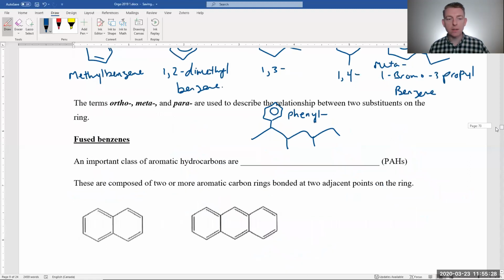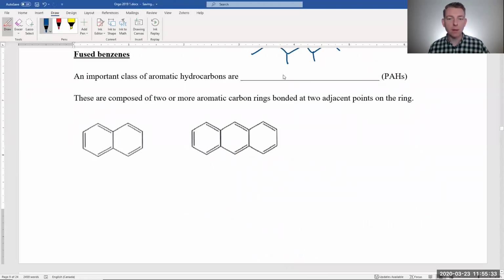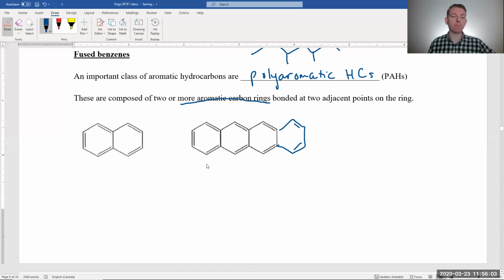Okay, so let's get on to another class of aromatic hydrocarbons, the polyaromatic hydrocarbons. So this would be where we write polyaromatic hydrocarbons. And these are where we combine more than one aromatic carbon ring at two adjacent points on the ring. So we're just going to stack rings together. So we could keep this going if we wanted to. These are usually something like naphthalene, I think is one of these.